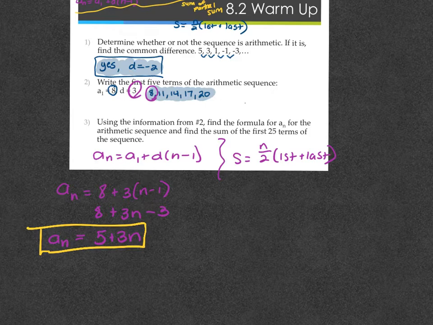And then it says to find the sum of the first 25 terms of the sequence. So in order to find the sum, I need to know the number of terms in the sequence, I need to know the first, and I need to know the last. Do I know the number of terms? 25. Do I know the first term? Yes, which is 8. Do I know the last term in the sequence? No, so I have to find the 25th term, right?